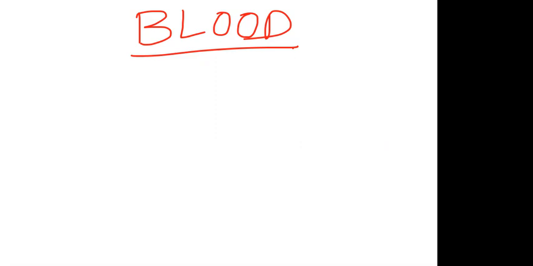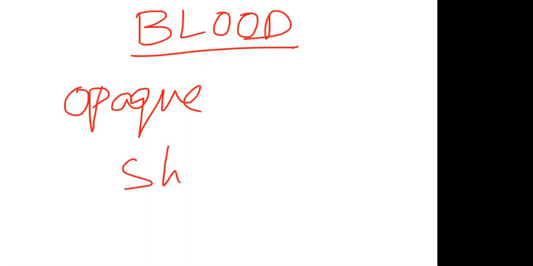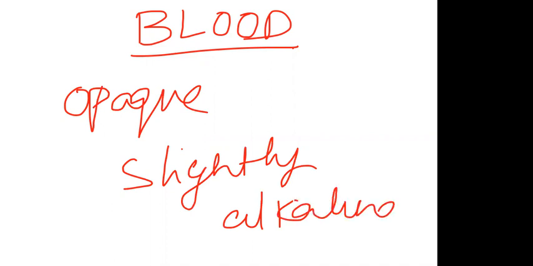So what is blood? Blood is a red colored, opaque, slightly alkaline fluid. We know that blood is red in color. It is opaque, slightly alkaline. Blood is a red colored, opaque, slightly alkaline fluid. The study of blood is called hematology. Study of blood is called hematology.